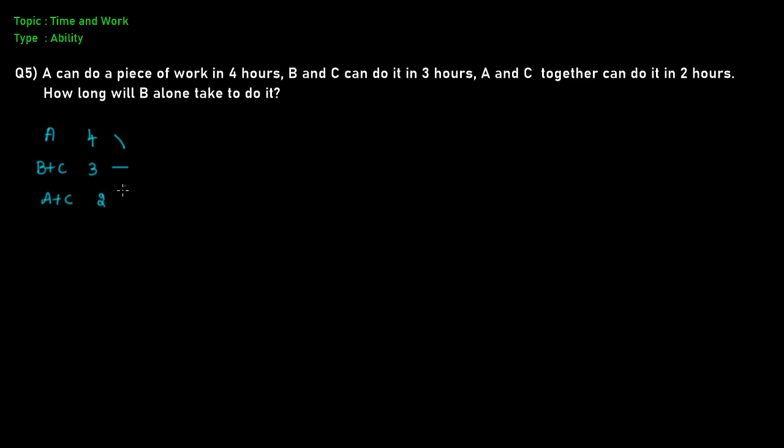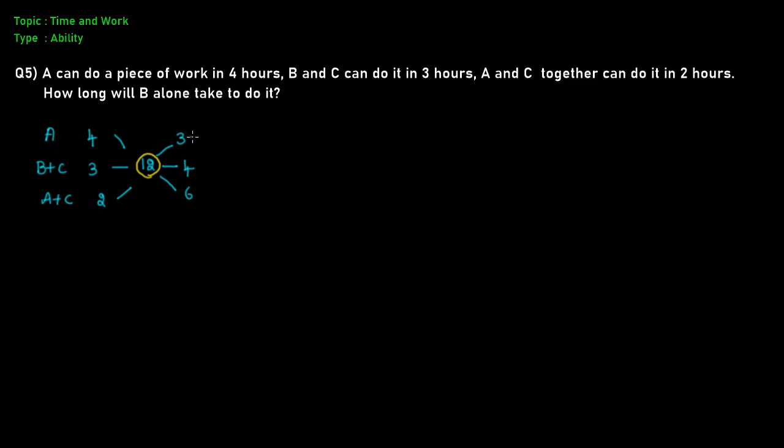So I'm just going to take LCM of these three numbers, and 12 is the LCM of 4, 3, 2. Now I'm just going to divide 12 by 4 is 3, 12 divided by 3 is 4, and 12 divided by 2 is 6. So guys, they're asking how long will B alone take to do it. So we know the total work is 12 units. So B has to complete 12 units of work.